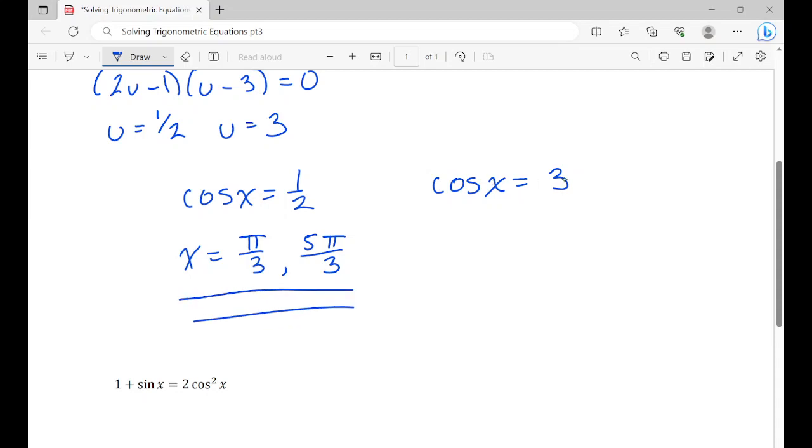Now what about cosine x equals 3? Where on the unit circle will cosine x equal 3? Well, if you look at the unit circle, you'll see that this happens nowhere. This is not possible because cosine x cannot be greater than 1. So the only answers we have are pi over 3 and 5 pi over 3.